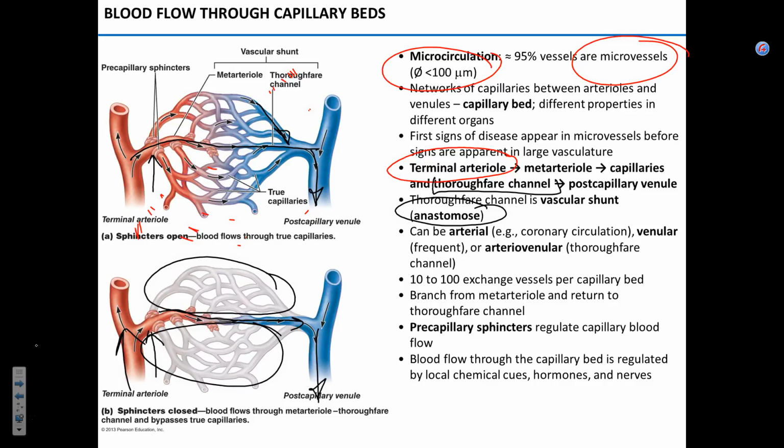Now, it may sound like a complete Greek thing, anastomosis, not English at all, which probably actually is a Greek word. Anastomosis can be arterial. In coronary circulation, we have a lot of anastomosis. They can be venular.